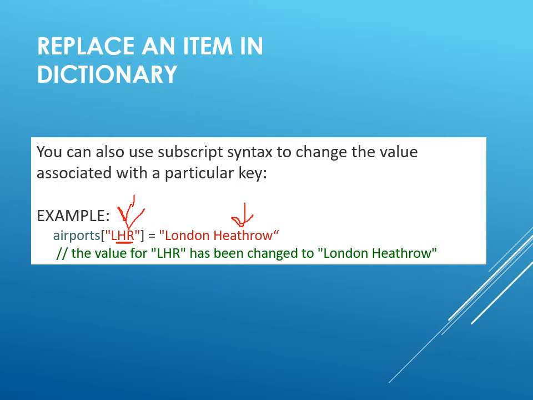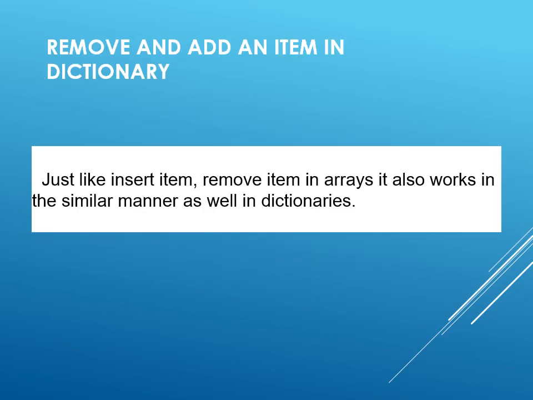You can also do updation on any other key. You just have to specify the key over here, and the updation you are doing, you will write in double quotes, right? So just like we have learned in arrays how to insert or remove an item, similarly we can also do that in these dictionaries very easily.